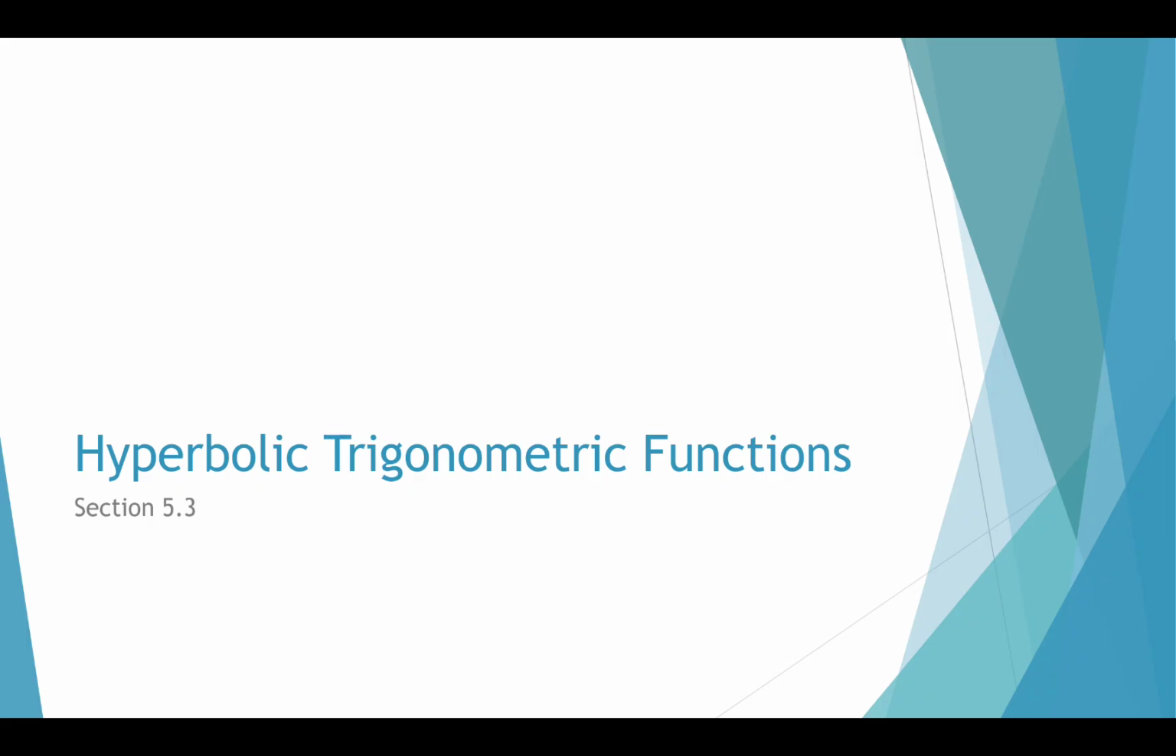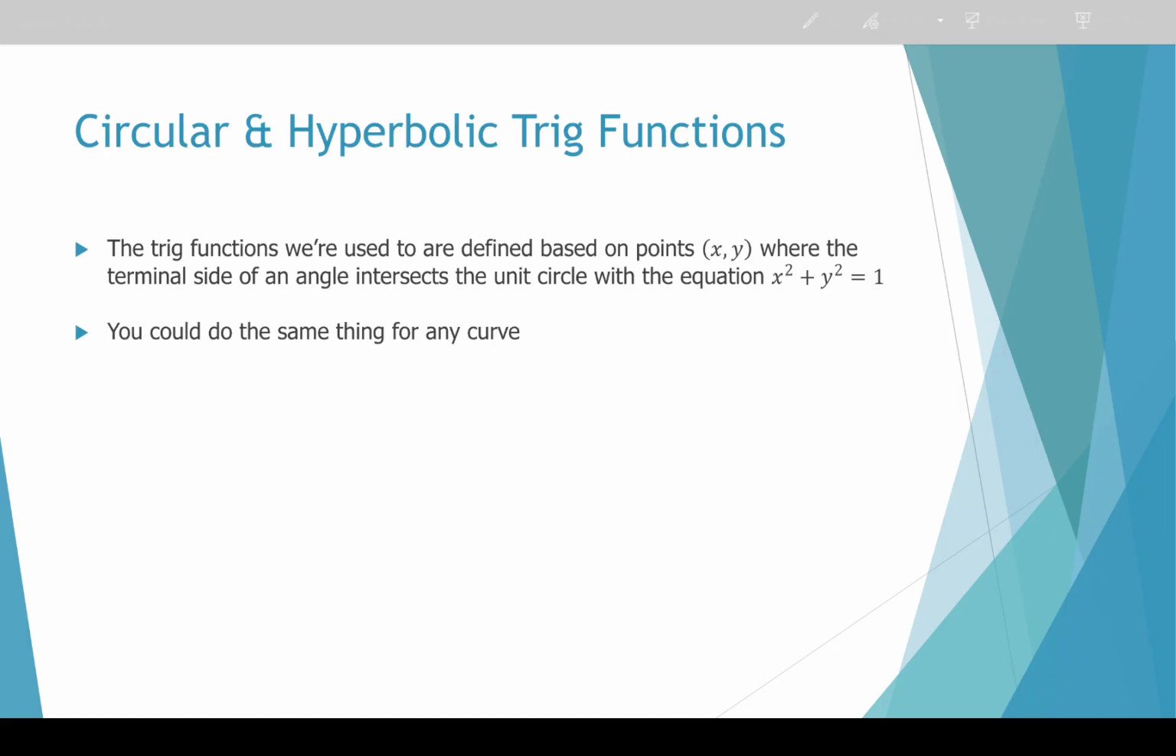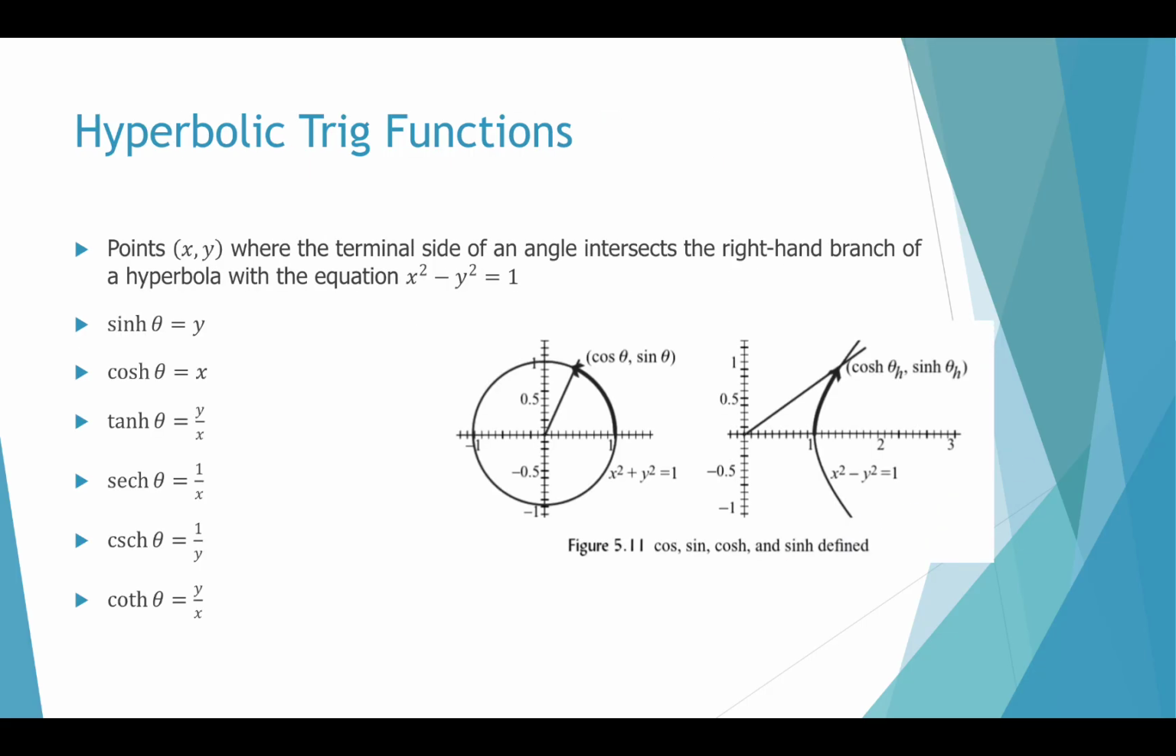Hyperbolic trigonometric functions. So we're going to compare how they're related. First, circular versus hyperbolic trig functions. Most of the circular functions that we use are based on a point where the terminal side of an angle intersects the unit circle with the equation x squared plus y squared is equal to 1, right? That's why it's a unit circle. And you could do the same thing with any curve. It'll still work the same way. And that's kind of what we're going to do.